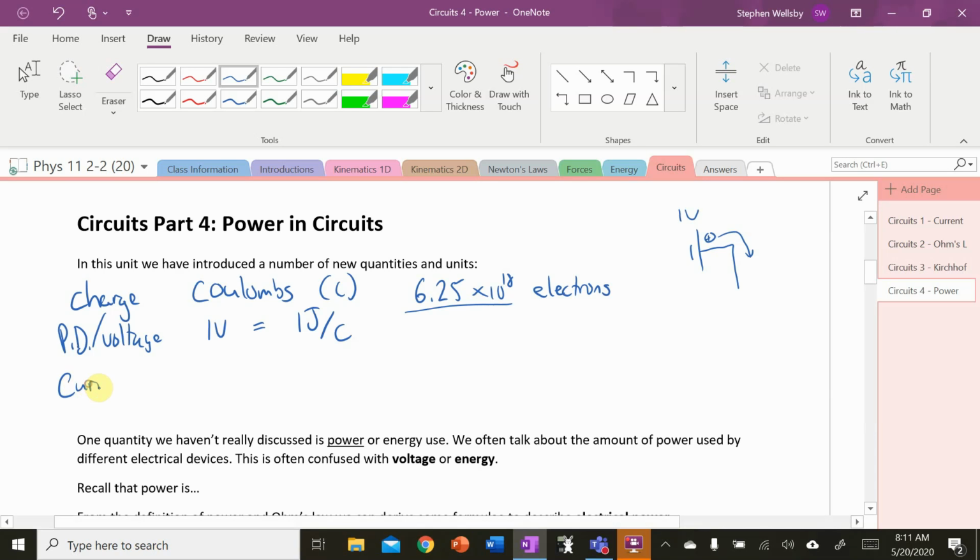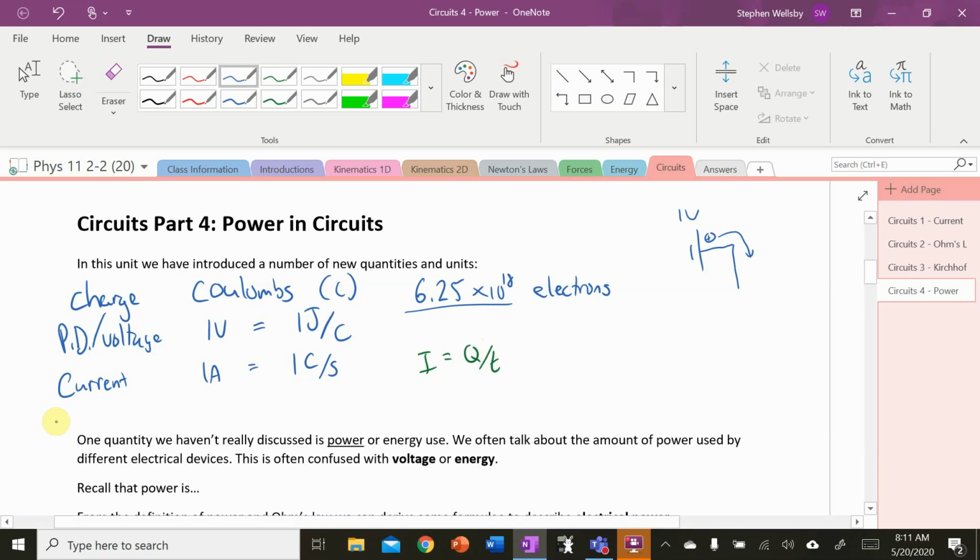We've also talked about current. Current we measure in amps, and 1 amp is equal to 1 coulomb per second, because we have this formula as well: current equals flow of charge over time. Charge is measured in coulombs, time measured in seconds, so coulombs per second is equal to 1 amp.